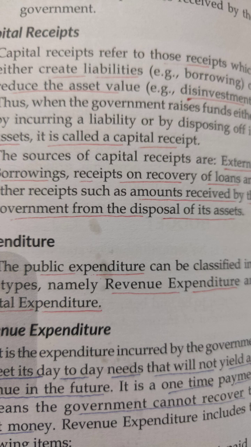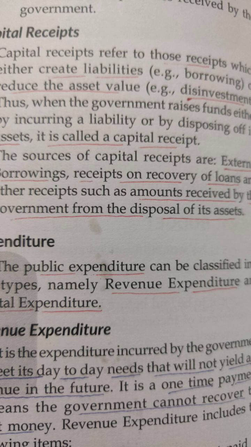2. Recovery of loans. The government gives loans to state governments, public companies, or individuals. When these loans are repaid, the money comes back to the government as capital receipts. Example, suppose the central government gives 100 crore to a state government for building roads. When the state government repays this loan, the central government receives the money as a capital receipt.